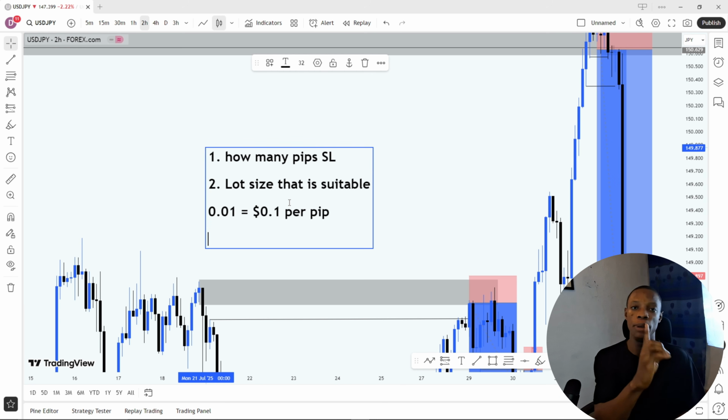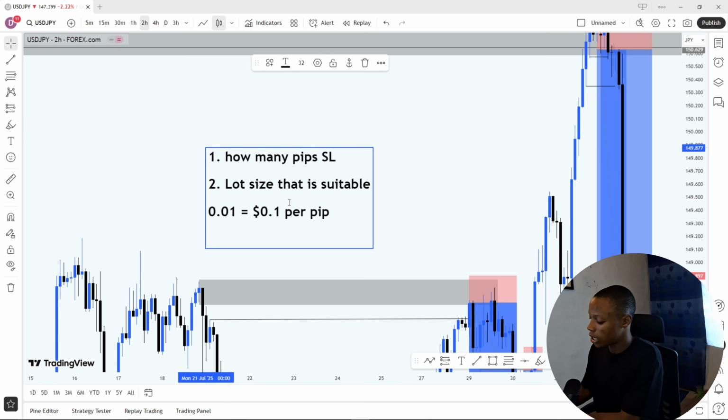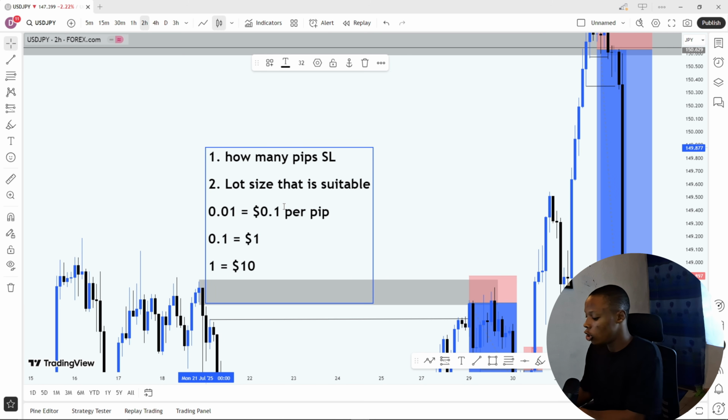Meaning for every single one pip that moves, it's going to be equal to 1 cent. That's $0.01. And the other lot size, 0.1 lot size, this one is equal to about $1. Then the other one, the one lot size, the standard lot, is equal to about $10 per pip. Then the 10 lot size is equal to about $100 per pip. Just like that.